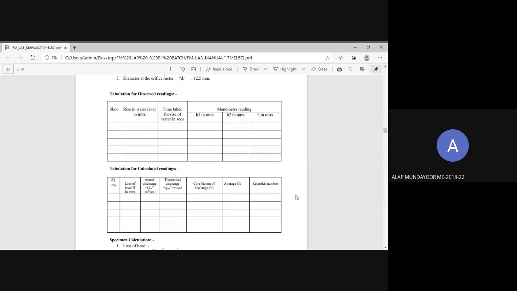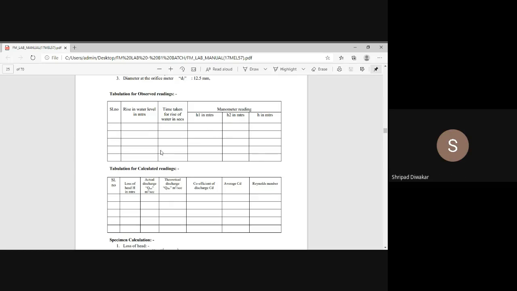Can you show the observation again, sir? It's not visible. Should we take down the tabulation also? I'll explain the calculation part also. First you have to note down. The first table indicates the readings you are going to take. You will do the same thing in the lab also. The second table indicates your calculated readings. Once you calculate, you have to put all the calculated values in a tabular form. That is the second table.